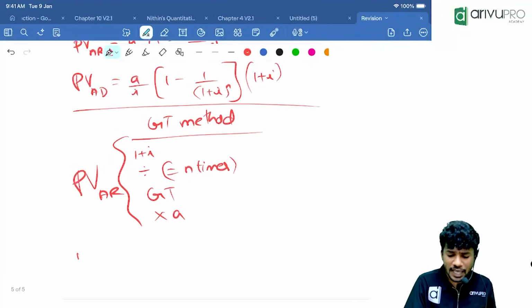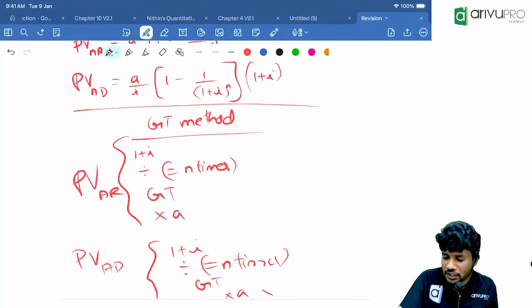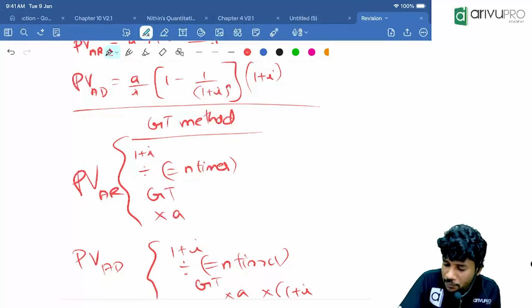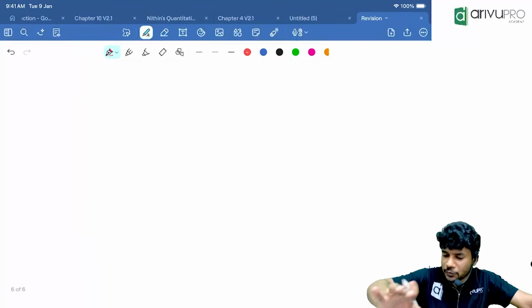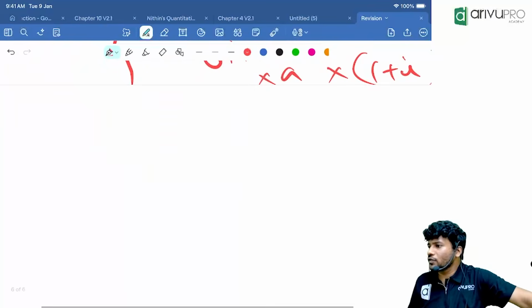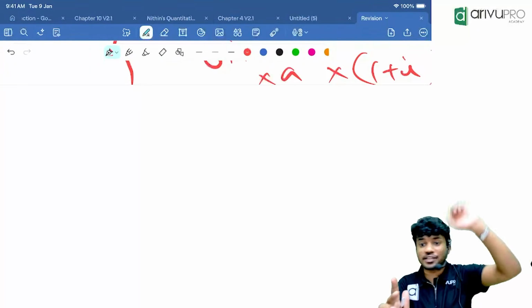What if it is for annuity due? Same method, 1 plus I you will type, then divide equal to n times, then click which button? GT button, multiply it with A, multiply it with 1 plus I. Again, you will get the answer for present value of annuity due. Once you are done with annuity due and annuity regular, we are going for applications of annuity.